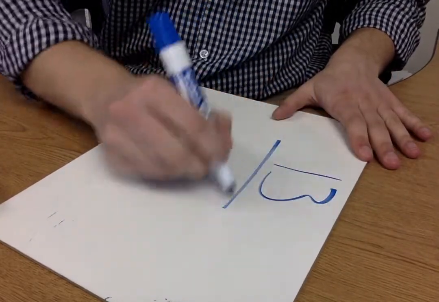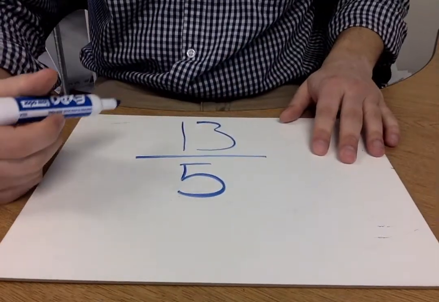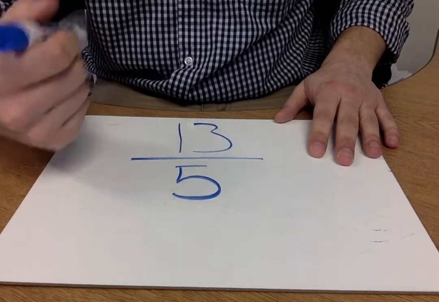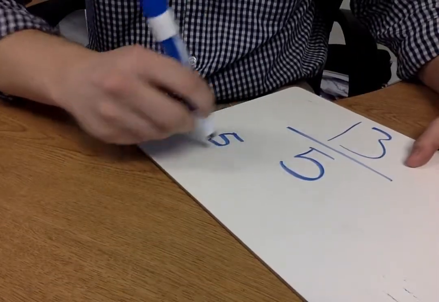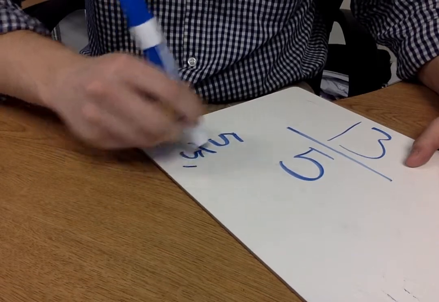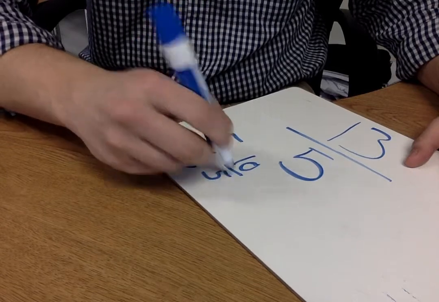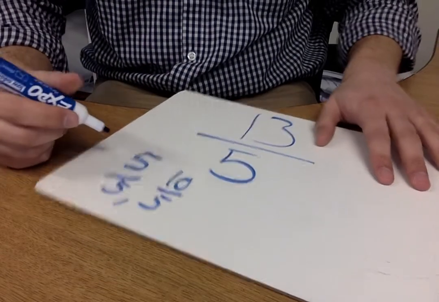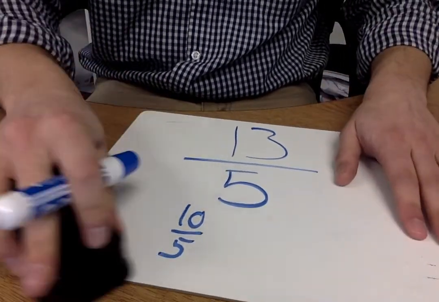So we have the fraction 13/5. In this case, I know my fraction that is equal to 1 whole is 5/5. So I can skip count 5/5, 10/5, and I know if I add another 5, I'll have 15. That'll be too much, so I'm going to stop at 10/5.